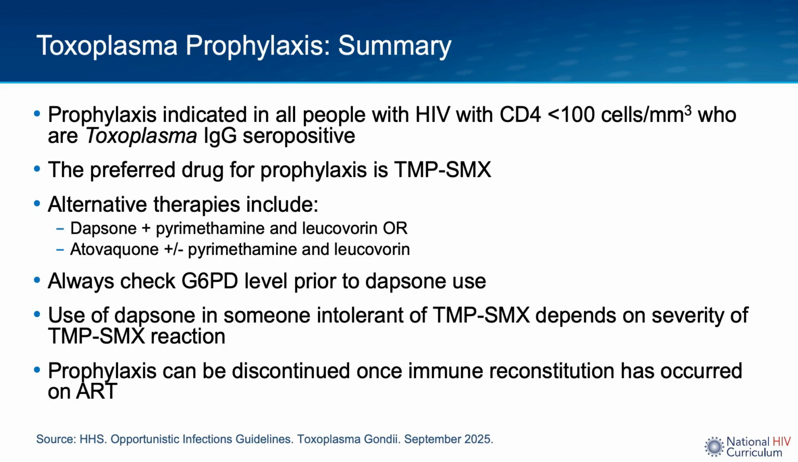Dapsone has a sulfa moiety, so if the patient is intolerant of trimethoprim sulfamethoxazole, your ability to use dapsone depends on the severity of their reaction to the trim sulfa. If it's a severe reaction, it is likely best to avoid dapsone use, but if the reaction was mild, then it's okay to proceed with dapsone. And finally, you should continue prophylaxis until the patient has achieved immune reconstitution on antiretrovirals.